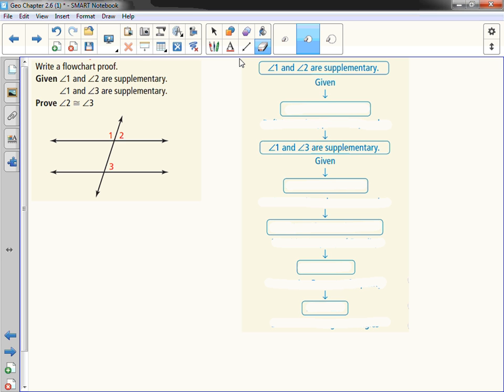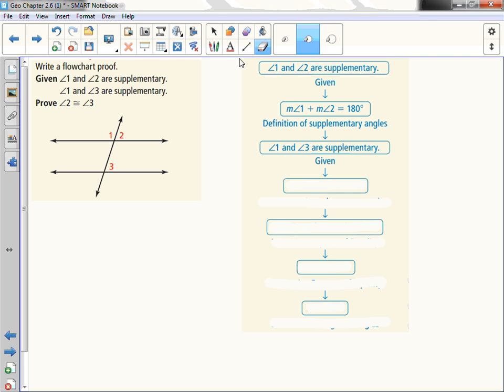Are we good with everything so far? Yes? Now, if we said two angles are supplementary, what does that mean? They add up to be 180, yes? So let's use that, and we'll use it here. Since they said they're supplementary, we know they add up to be 180. Just use that information, because that might be helpful. So we can say it about both of those.